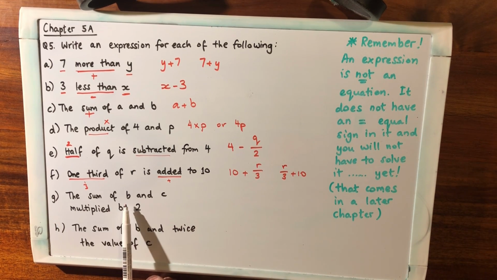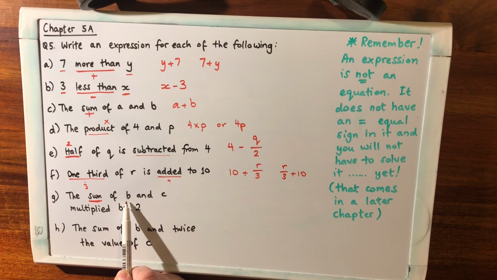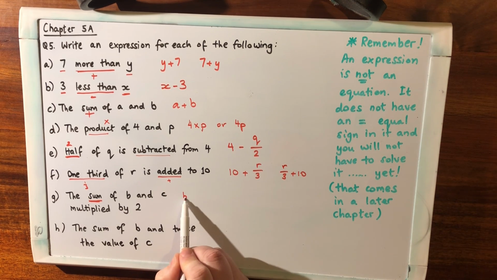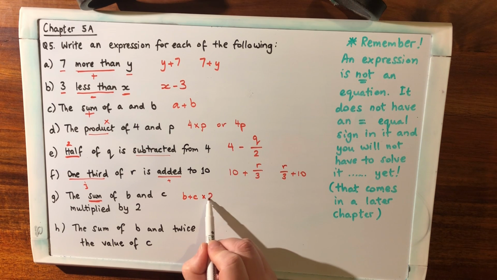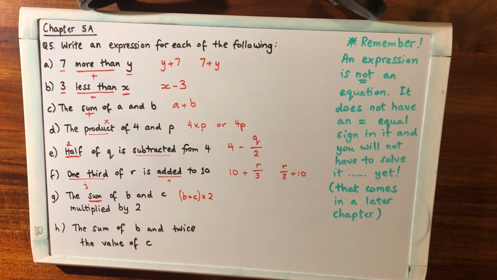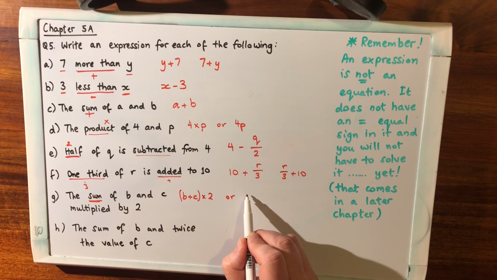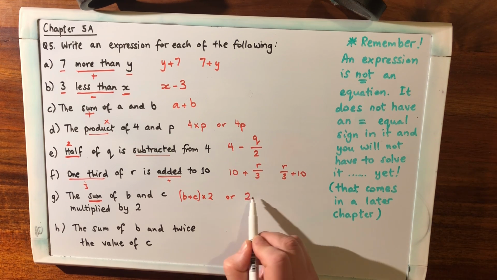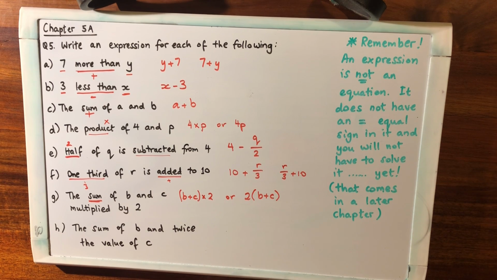G, the sum of B and C multiplied by 2. So the clue here is sum. We're going to add them together. B and C added together. B plus C multiplied by 2. I'm going to put a bracket around that, okay, because I have to do that step first before multiplying. That's what it's telling me, okay. Or we could write it like this: 2 bracket B plus C.